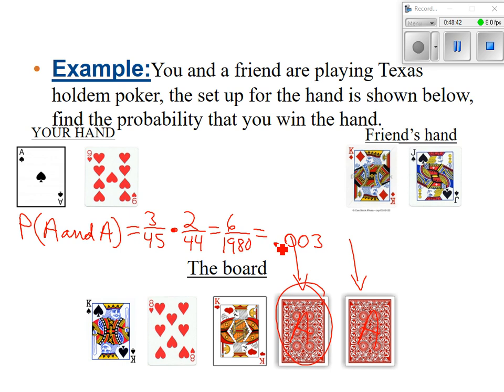Remember, if we change that to a percent, we bump it over 2 places. That's not 3% of the time you're going to win. That's 0.3% of the time. So if we did this deal 100 times, you wouldn't even win 1 whole time out of that 100. If we did 1,000 times, you would win 3 times out of that 1,000. So your friend would win 997 times out of 1,000. You're going to win 3 times out of 1,000.